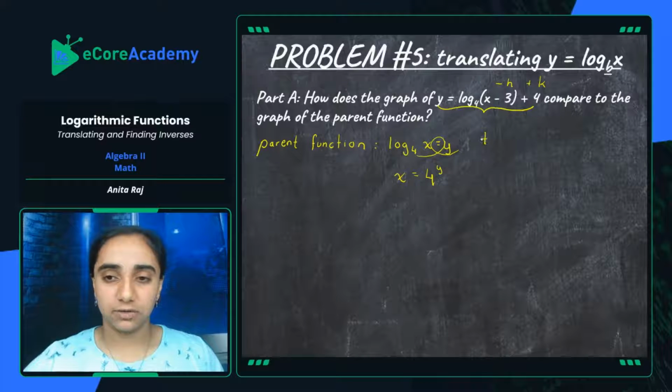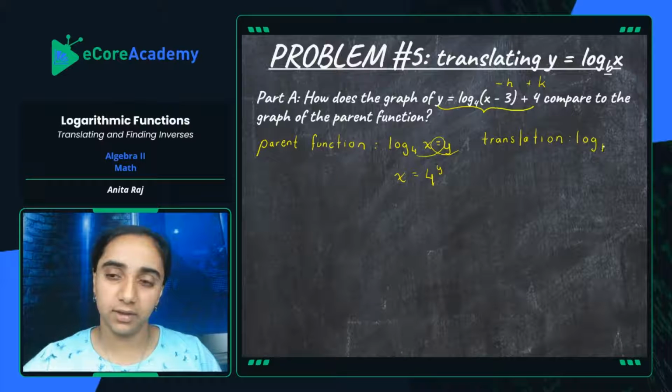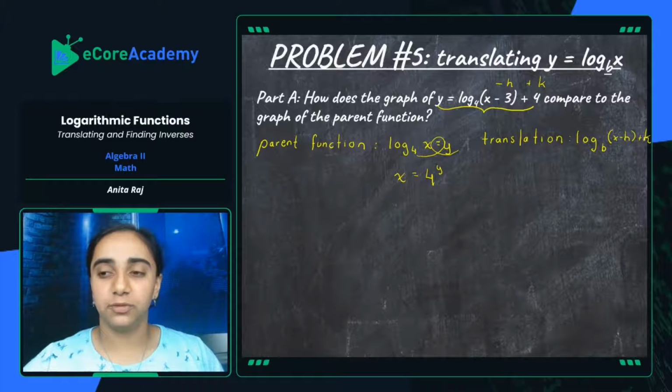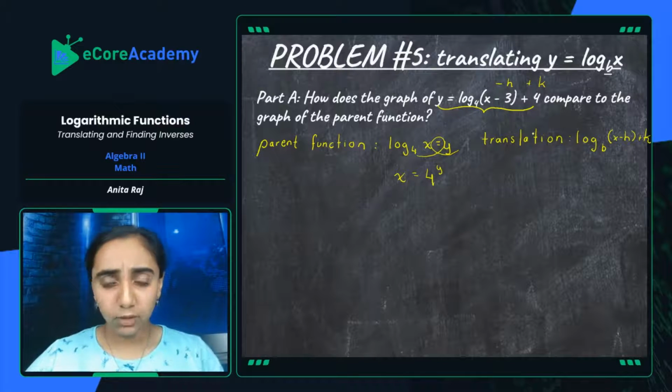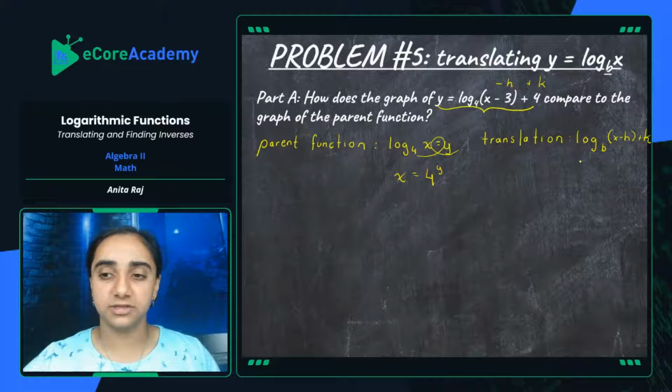Now let's talk about the translation, which is what we've been given in this problem. So translation. Recall that pretty much the formula for a translation is log of some base b of (x minus h) plus k. I'm running out of room there, but that's plus k. If we want to rewrite the log that we've been given in this problem in the same format, we would write it as log base b.